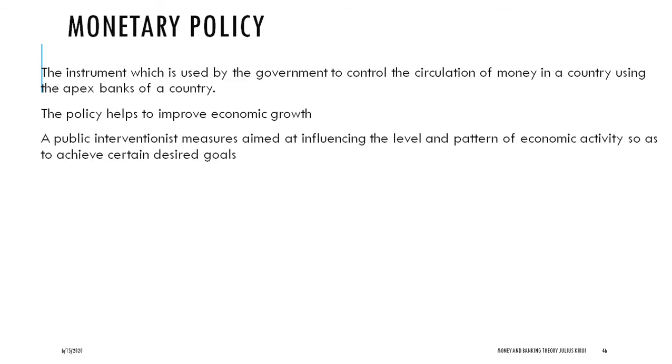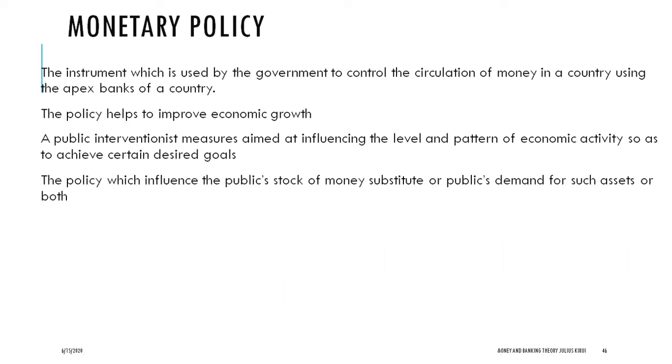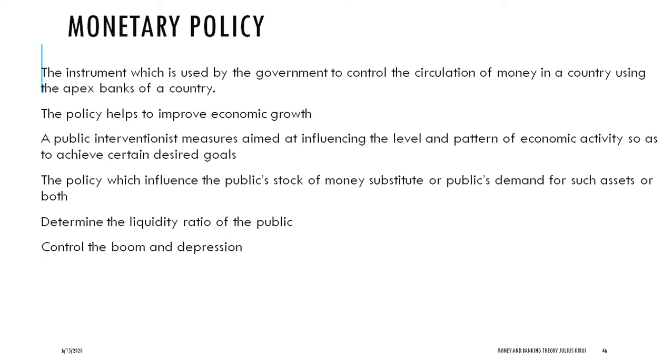A public intervention measure aimed at influencing the level and pattern of economic activity so as to achieve certain desired goals. The policy which influences the public stock of money substitute or public demand for such asset or both. So this policy influences the public stock of money, which is money at hand, or public demand for such asset or both. Determine the liquidity ratio of the public. So it shows us how much liquid money is in the bank or is in the public.